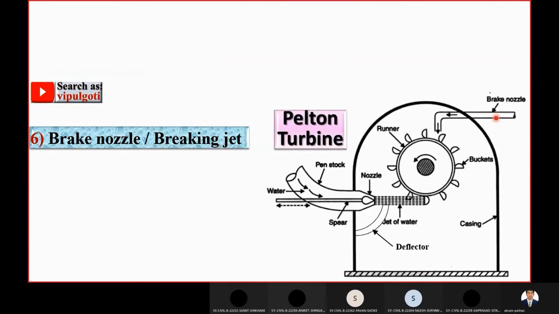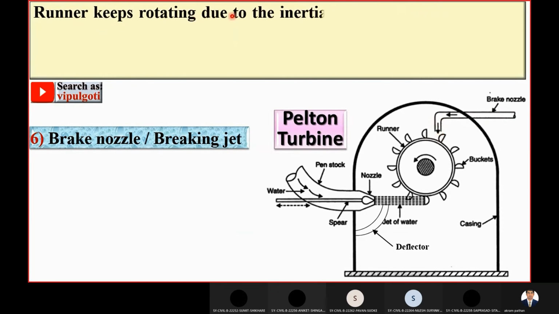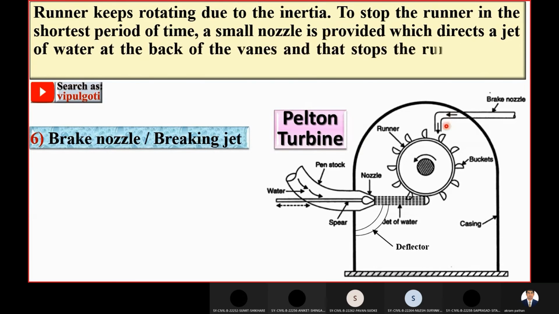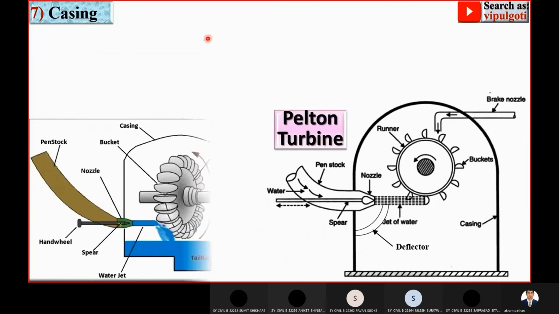And there is another important component part, that is the brake nozzle or braking jet. Now, the runner keeps rotating due to the inertia force. Okay. Now to stop the Pelton wheel turbine in a short period of time, a nozzle is provided which directs a jet of water at the back of the vanes, and that stops the runner of the turbine. We call it a braking jet. So if you want to stop the turbine, with the help of the braking jet, we can stop it.